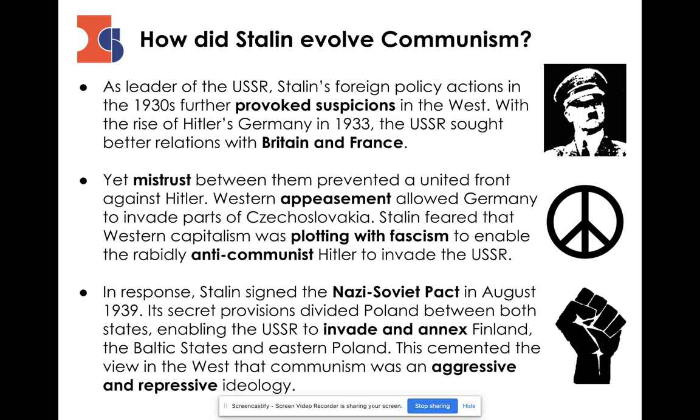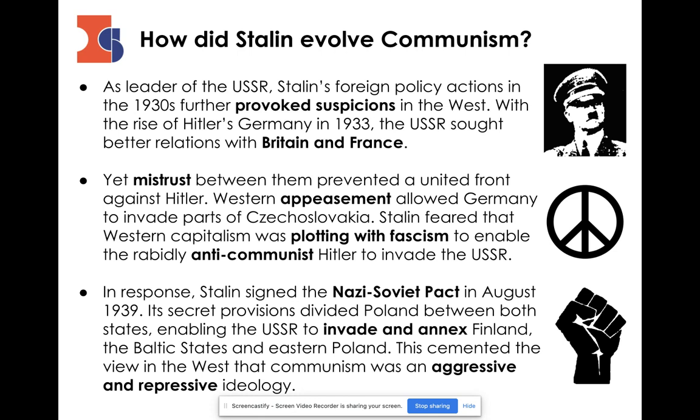And Stalin looked at the policies of the West, how they seemed to be appeasing Hitler. And Stalin argued, well, it seems like Germany, Britain, France are really ganging up. France and Britain are allowing Hitler to expand. And Stalin feared there was a Western capitalist plot to use Hitler's fascist movement to invade the Soviet Union.